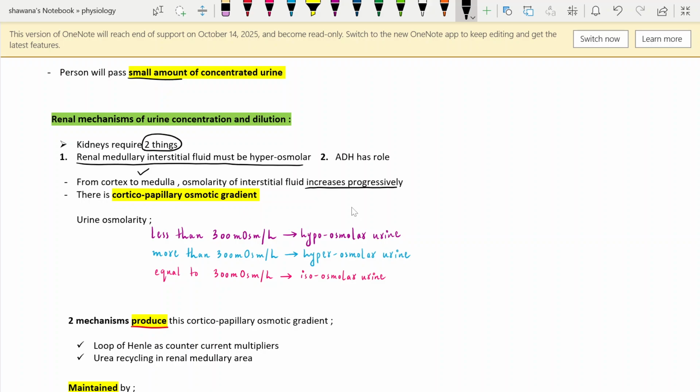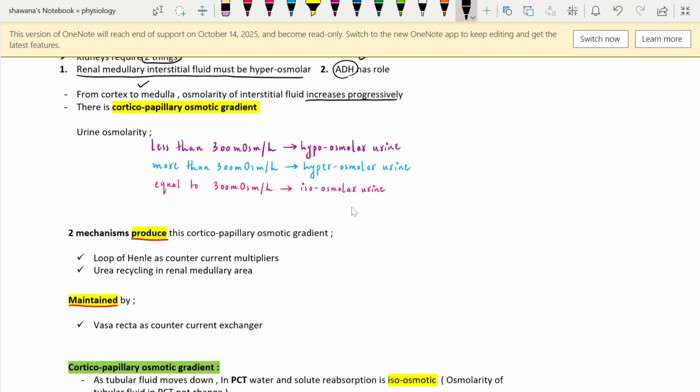We will discuss them. So for your information, when the urine osmolarity increases to more than 300, the urine is hyperosmolar. When it decreases to less than 300, it means that the urine is hypoosmolar, and when it is equal to 300, it means the urine is isoosmolar.